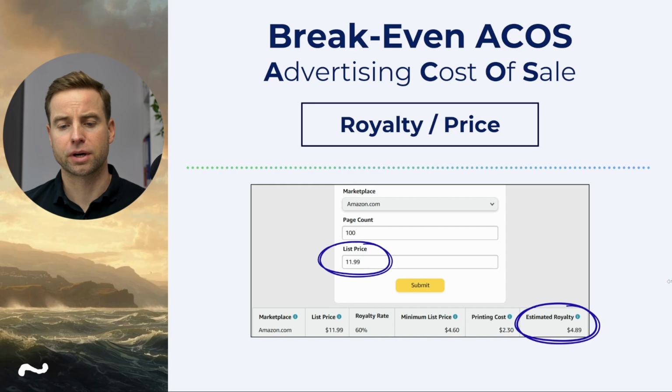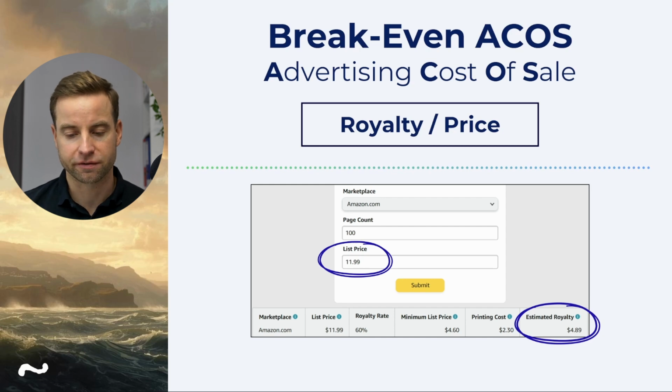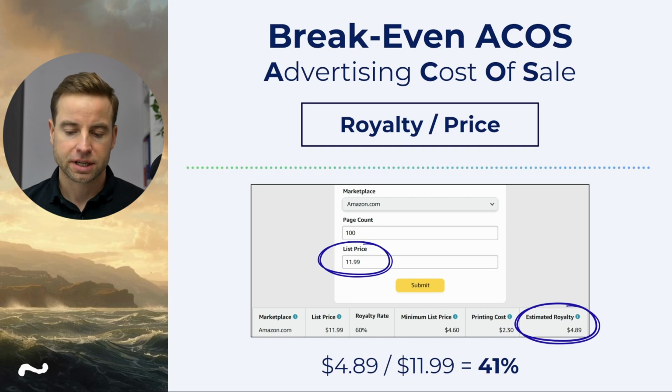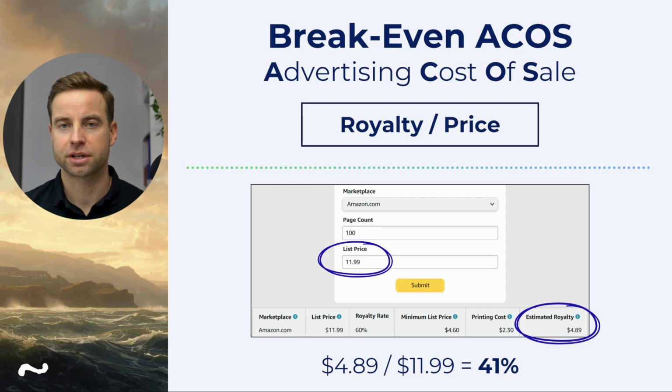So in order to calculate our break-even ACOS, we just divide these values and we get the result: 41%. It means that if the ACOS of an ad campaign we are running is 41%, we are breaking even. We are not generating profit, but we are also not losing money. Anything below it means that the ad is profitable, and above it, the ad is unprofitable.